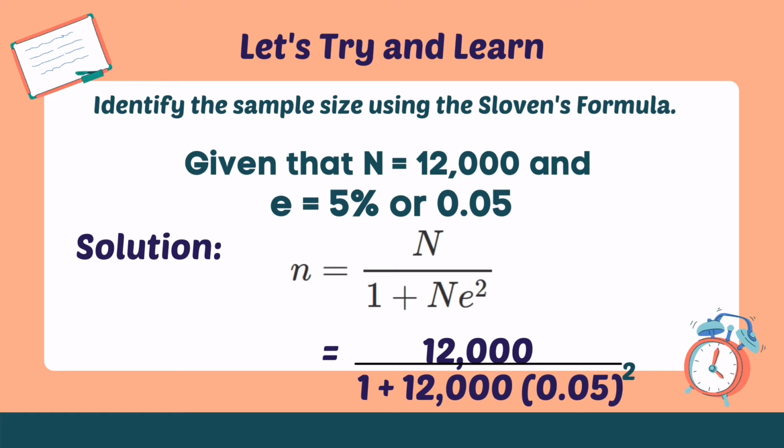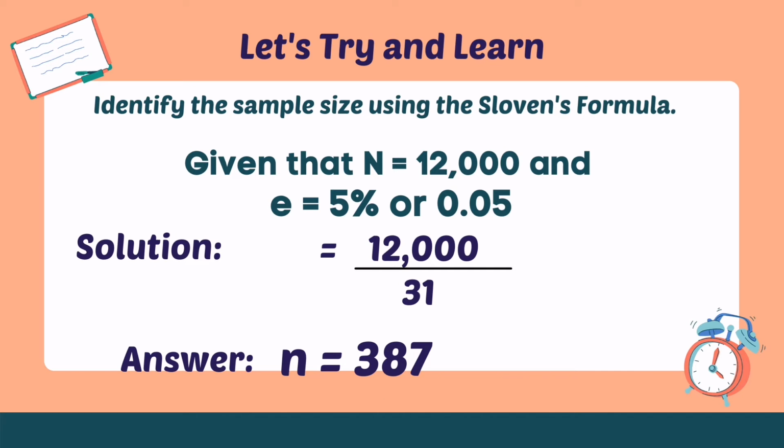Given that the number of population is 12,000 with a margin of error of 5%, what is the sample size? So we are going to apply the Slovin's formula. We are going to substitute the values based on the given formula. What will be the answer now? Solution will be 12,000 all over 1 plus 12,000 multiplied by the quantity of 0.05, which is expressed from percent, and then squared. Then you simplify the answer. So your sample size would be 387.